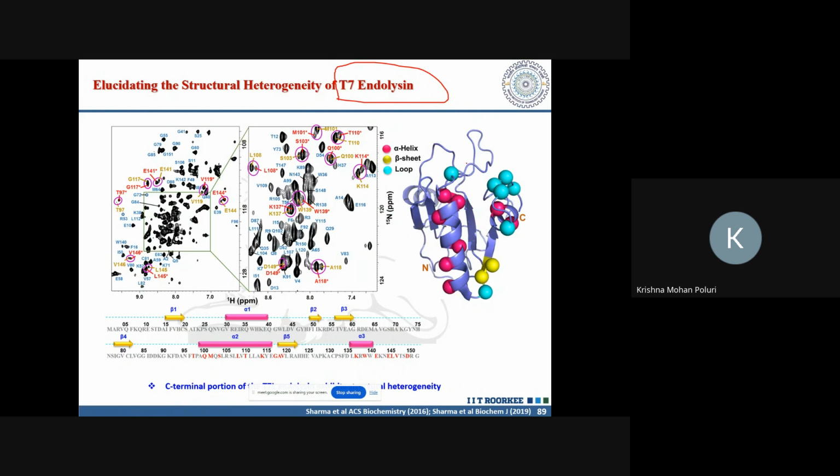So that means this is something which we call the conformational heterogeneity. If I see this as the N terminal of the protein and this as the C terminal of the protein, you see the C terminal of the protein is essentially heterogeneous in nature. That means you are seeing different peaks here, whereas not in the N terminal.